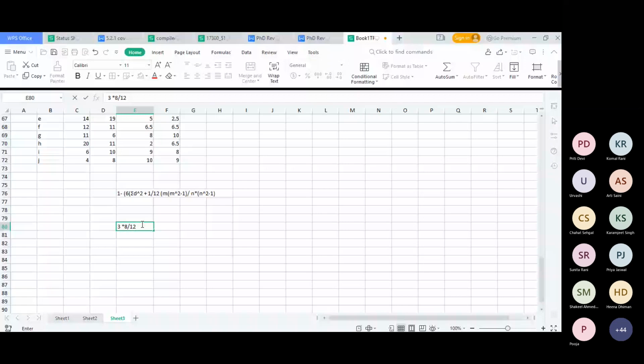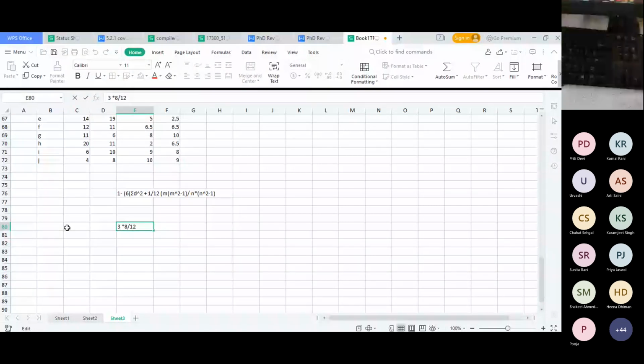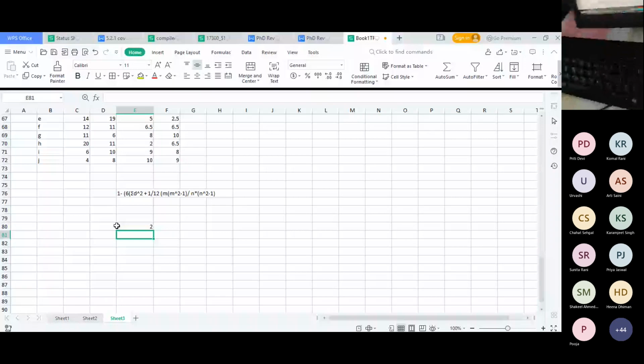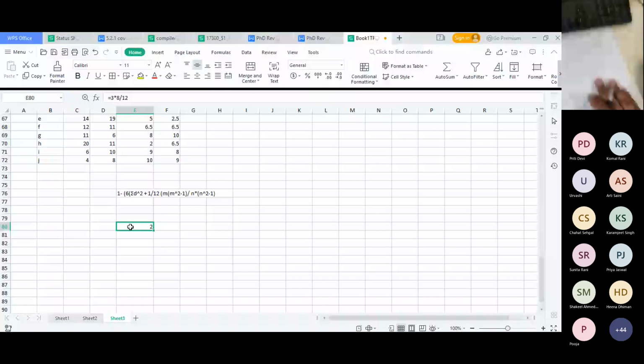So the correction factor will be like m into m square minus 1 divided by 12. So 3 into 8 divided by 12 is 2. So the correction factor for the first, for 3, is 2. For 2 it is 2 into 2 square minus 1 divided by 12, which is 4 minus 1, 3, into 2 is 6. 6 by 12 is 0.5.